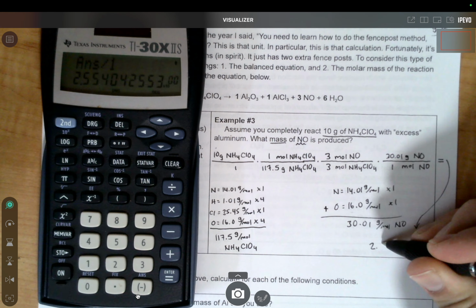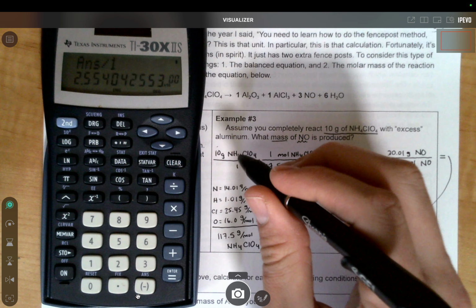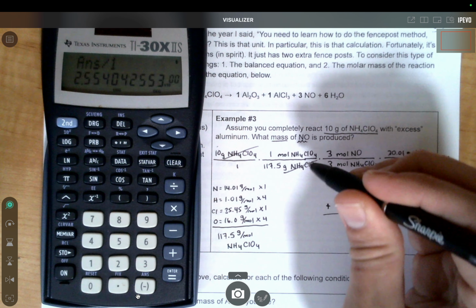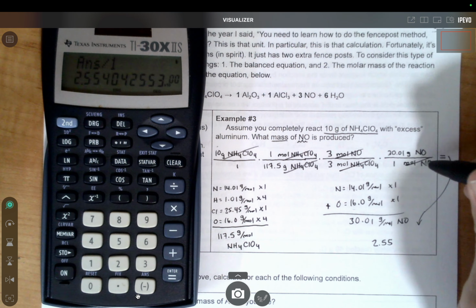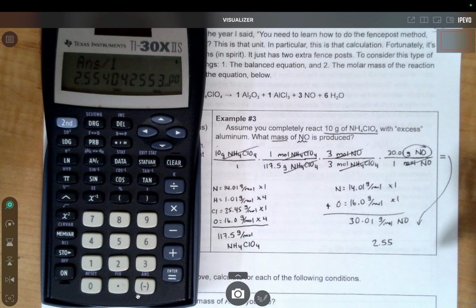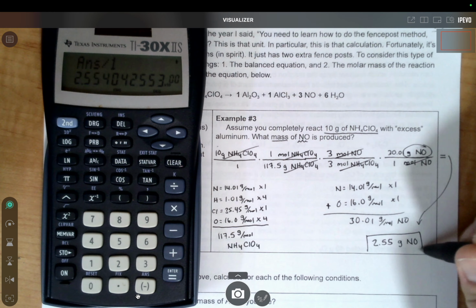Which this means 2.55 what? Chickens? No. Grams of ammonium perchlorate cancel out. Moles of ammonium perchlorate cancel out. Moles of nitrogen monoxide cancel out. The only thing that doesn't is the unit that we are looking for, and that is grams of nitrogen monoxide.